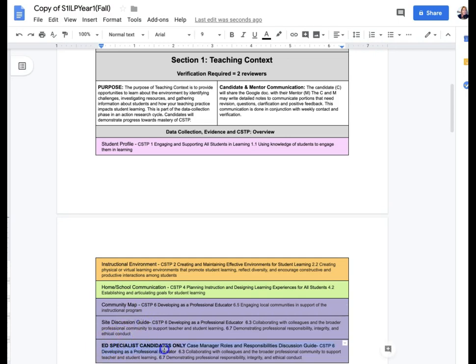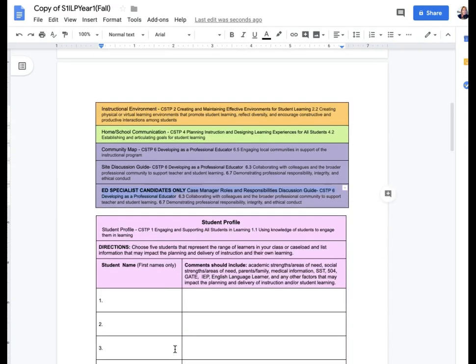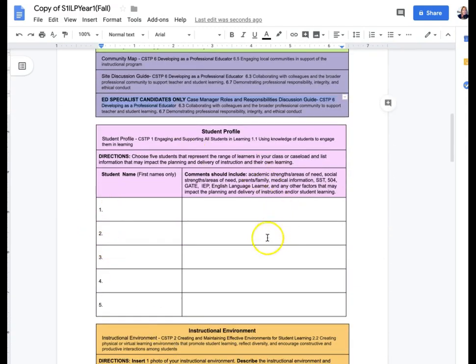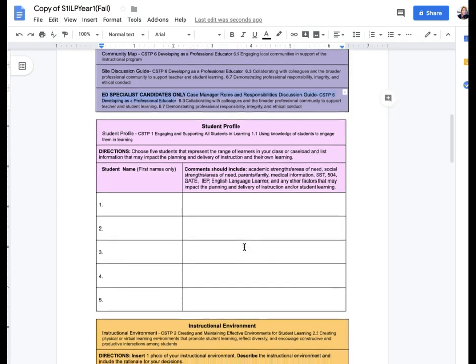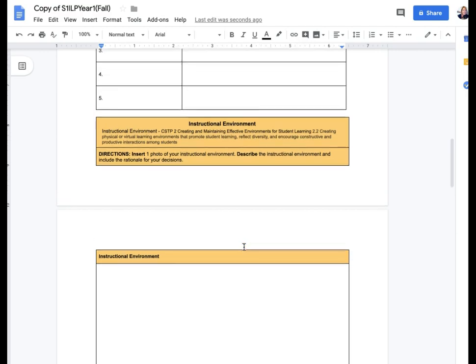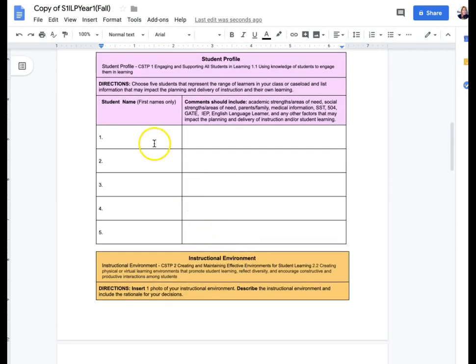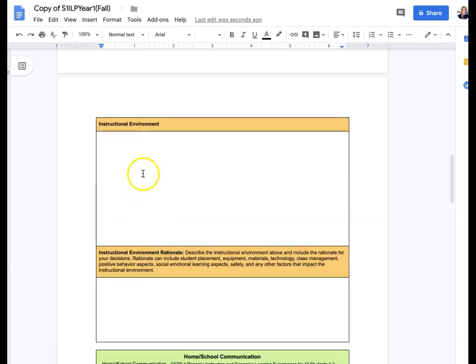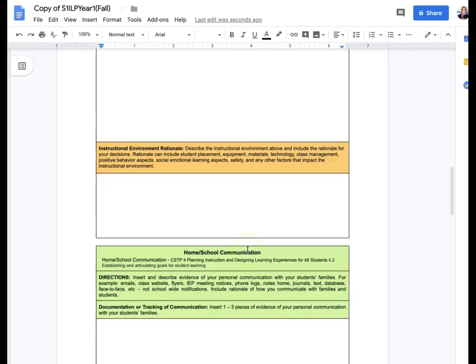We don't do this one because it's for ed specialists. It's just present here. You and I can talk about what you're going to be doing in terms of students, because of your situation of seeing students only one day a week and going to multiple sites. So don't worry, we're going to figure that out. Instructional environment changes with every class, but we can pick one. We're going to be picking one and asking you to tell us about 5 of your students, picking one and telling us about the instructional environment.